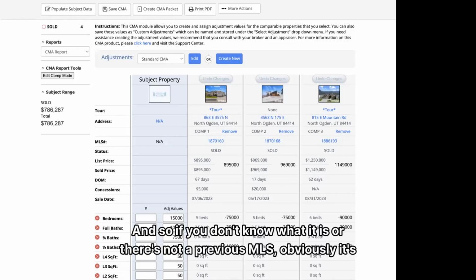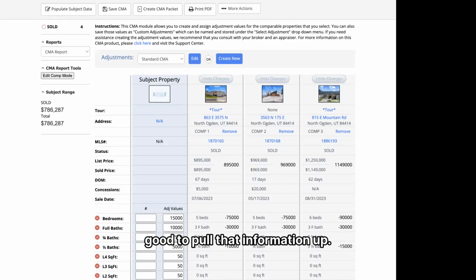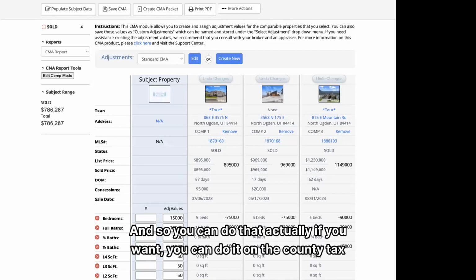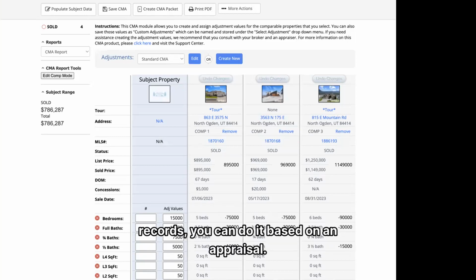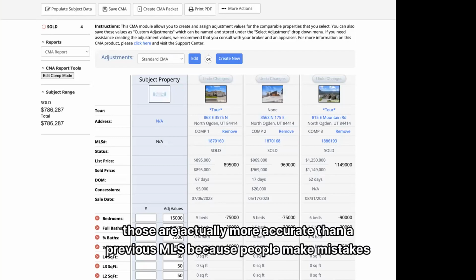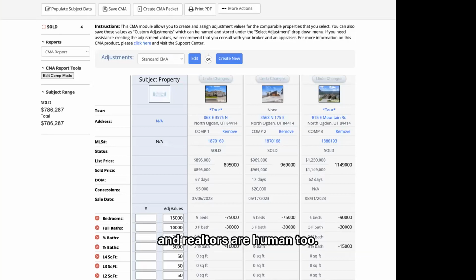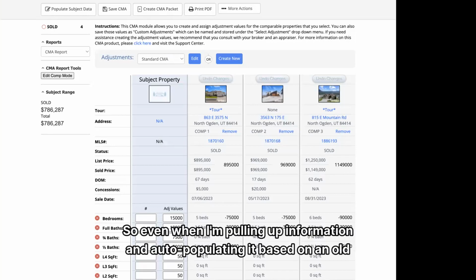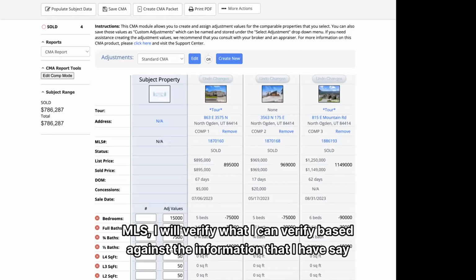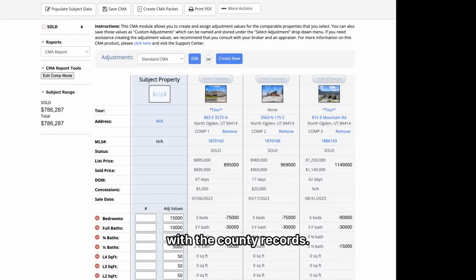And if you don't know what it is, or there's not a previous MLS, obviously it's good to pull that information up. You can do it on the county tax records. You can do it based on an appraisal. Typically, those are actually more accurate than a previous MLS because people make mistakes and realtors are human too. So even when I'm pulling up information and auto-populating it based on an old MLS, I will verify what I can verify against the information that I have, say, with the county records.